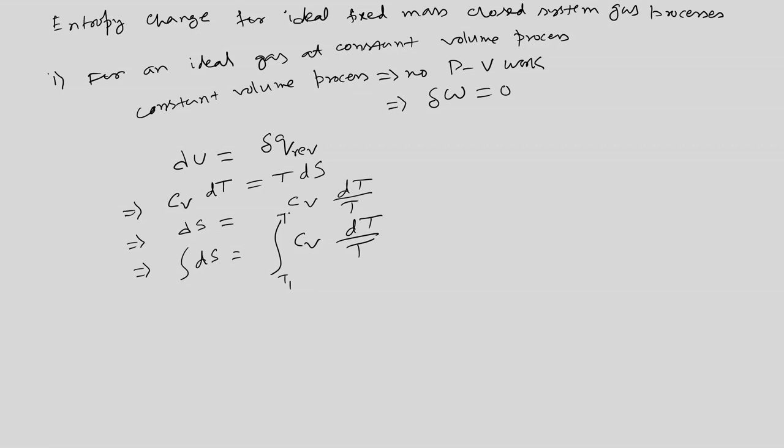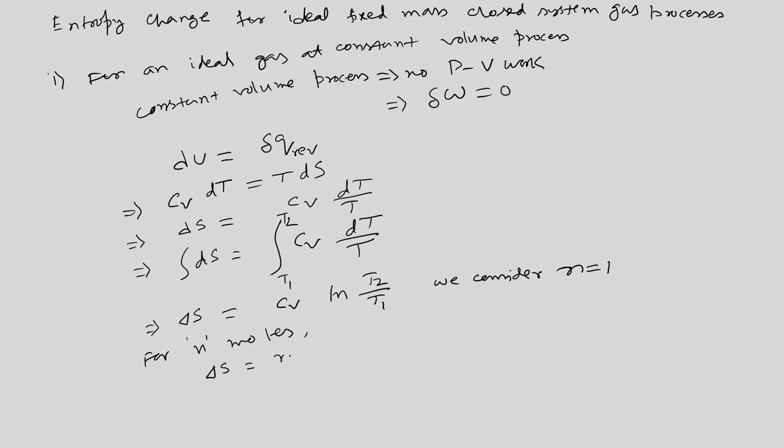Temperature goes from T1 to T2. Okay. So, we can write delta S or S2 minus S1. If we consider Cv is independent of temperature, then we can take Cv out, and we get Cv ln T2 by T1. Here, we consider number of moles is 1. Okay. For n moles, we can write delta S is n Cv ln T2 by T1. Delta S system rather, we are considering system. Now, this is at constant volume process.